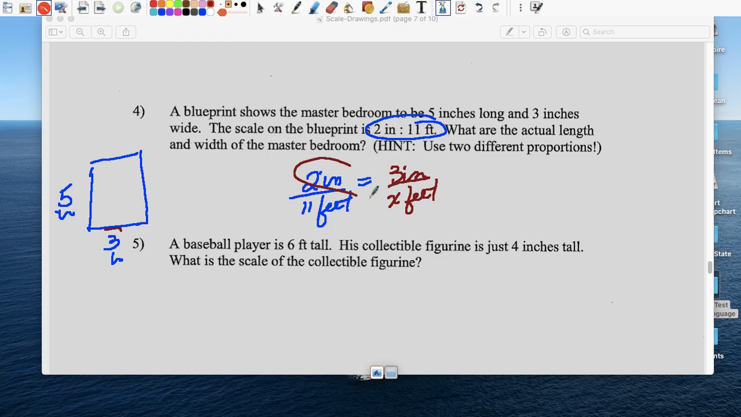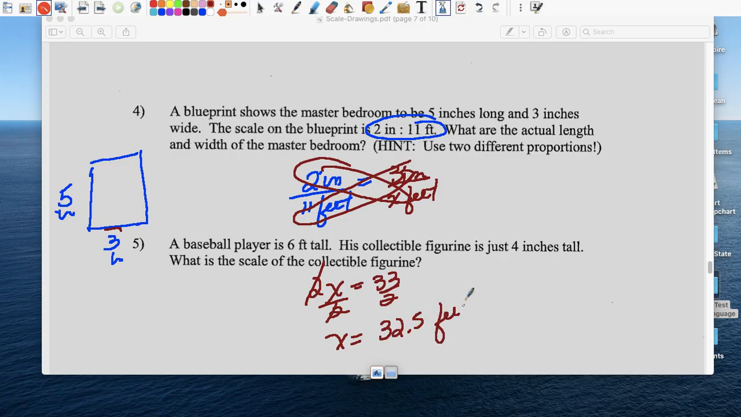Cross multiply. 2 times x is 2x. 11 times 3 is 33. Divide by 2. Divide by 2. And x equals 16.5. So in real life, this is 16.5 feet. That 3 inches in real life represents 16.5 feet.